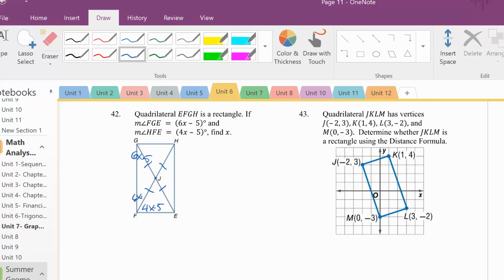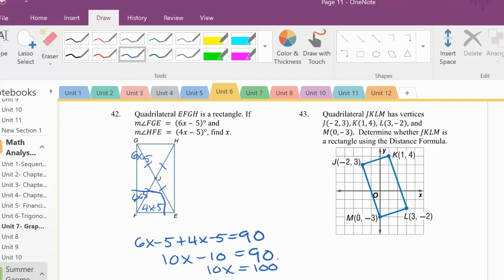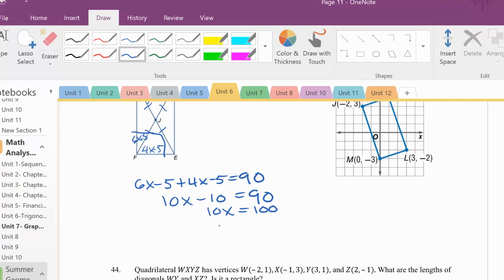So that means this is 6x minus 5. So that means you have 6x minus 5 plus 4x minus 5 equals 90. So that means 10x minus 10 equals 90. 10x equals 100. So x equals 10. There you go.